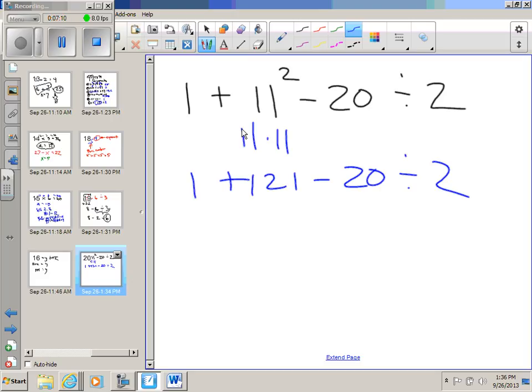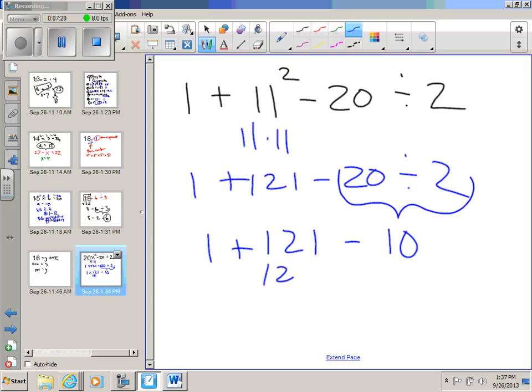Adding, no, that's going to wait. Subtracting, that's going to wait. That's my last step, the 4th step. Let's divide. That's a 10. So 1 plus 121 minus 10. Now, if there's only adding and subtracting left, I just go from left to right. 1 plus 121 is 122 minus 10 equals 112.